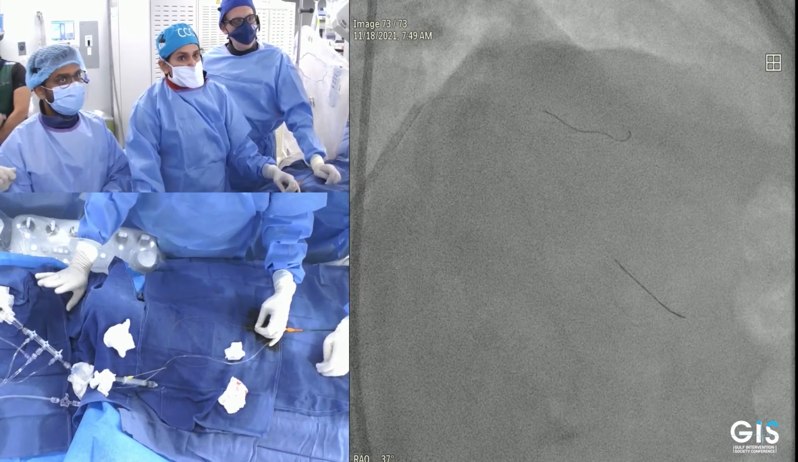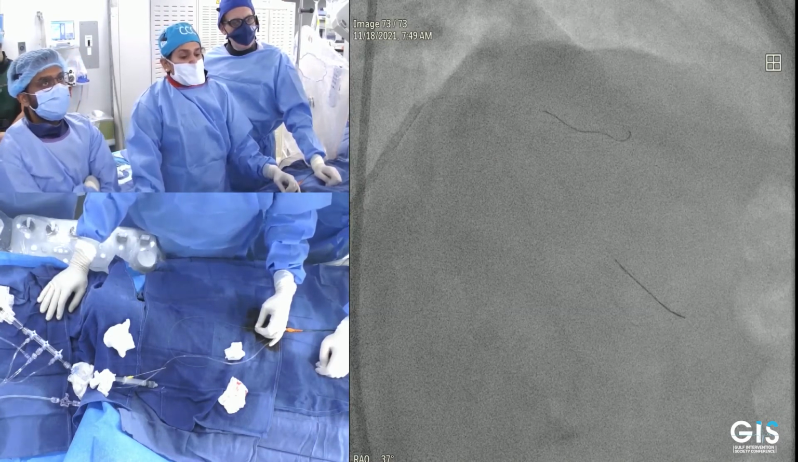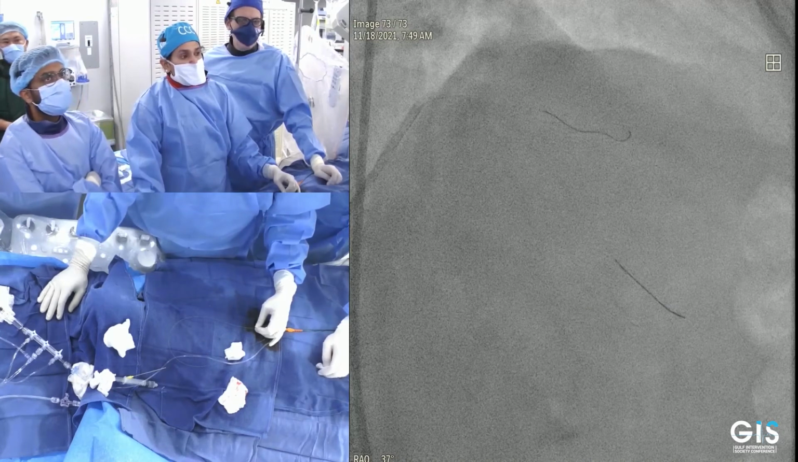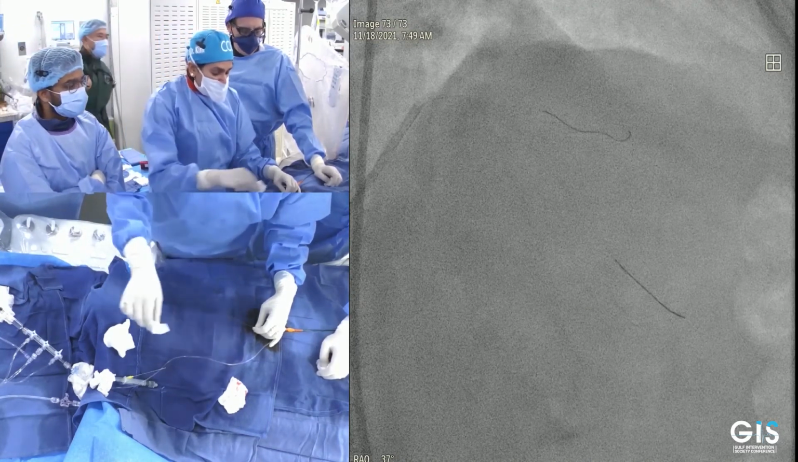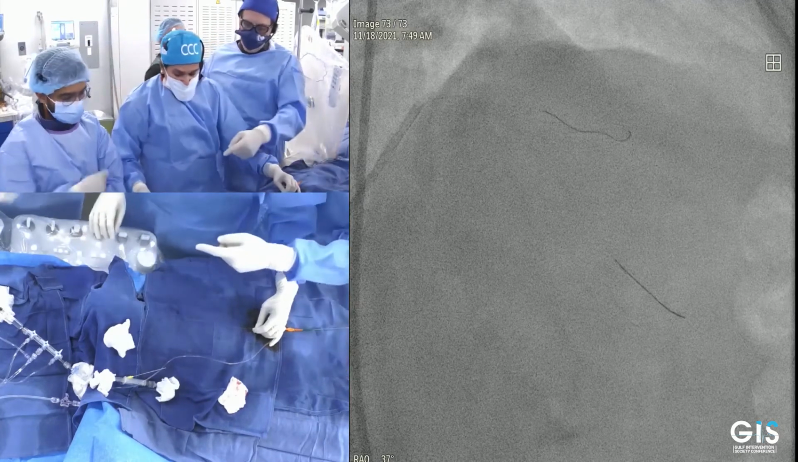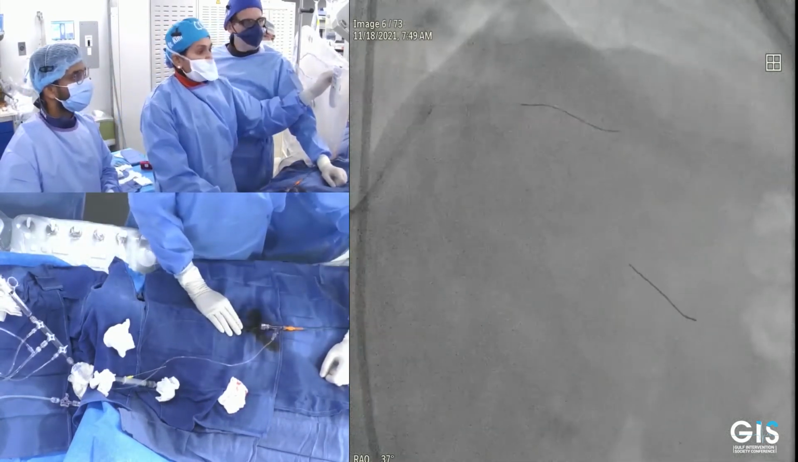Was the dissection here expected before ballooning? Usually you see the dissection after ballooning. Rotational atherectomy would not give that kind of a dissection. OCT? We have a picture here. They're saying after that.